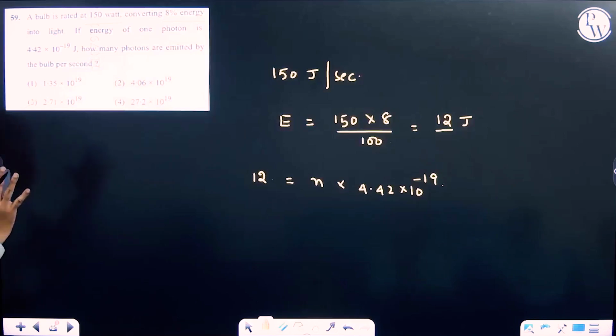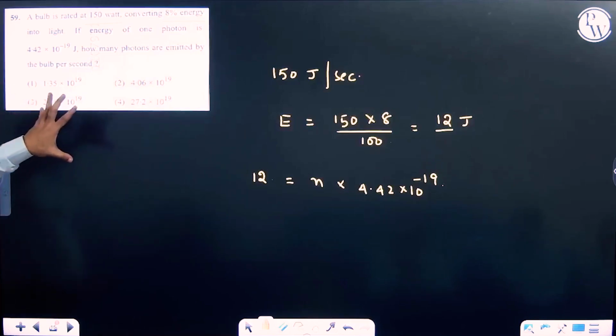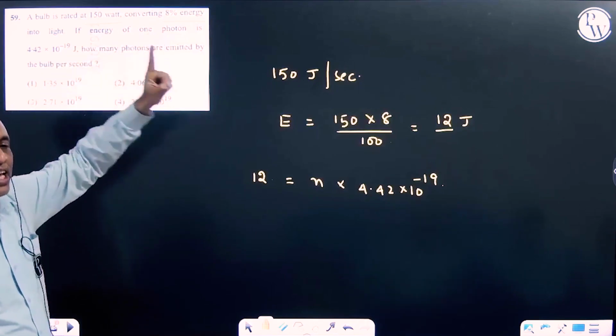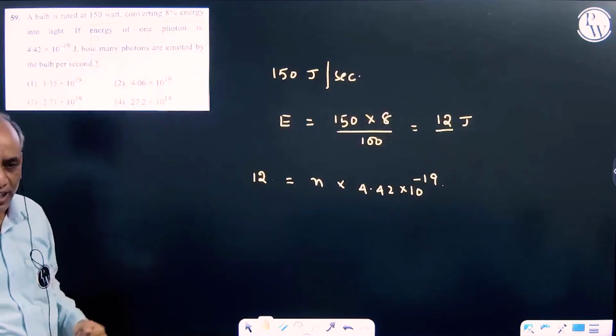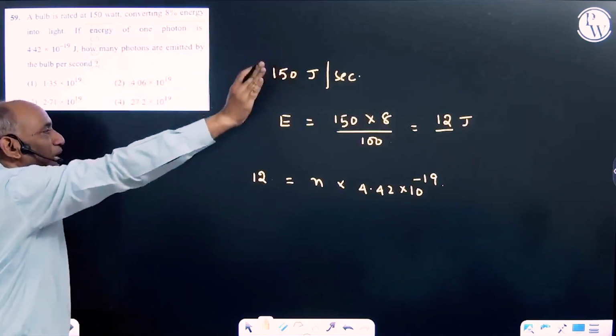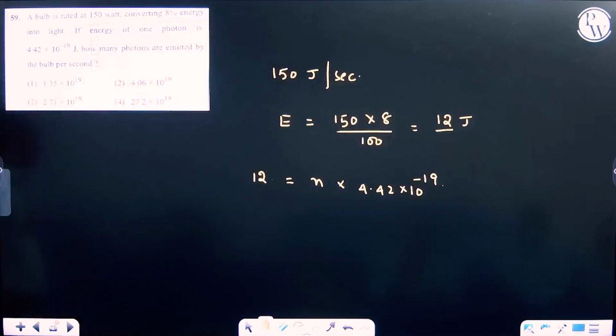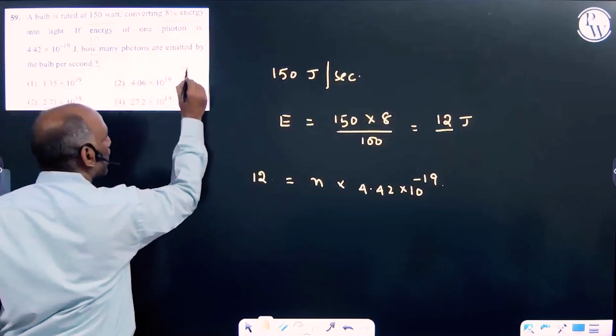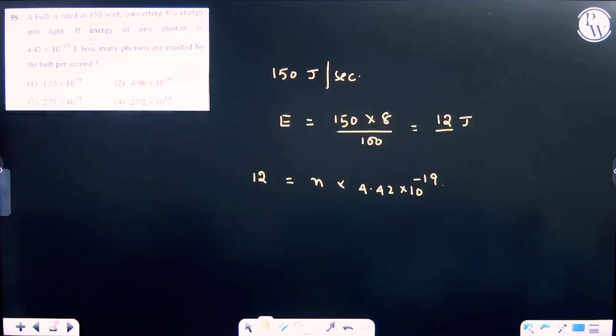There is a possibility of making errors. 150 into 8, you may take it as 80 and take it as 120, or you will forget that completely and write 150 and calculate it. So there is a possibility of error. It is a good question. It is not that easy a question to solve. I can say for NEET students it is difficult only.